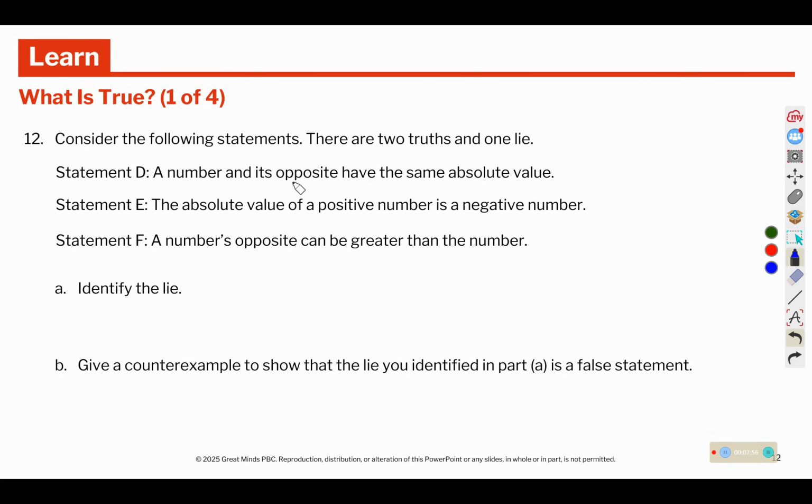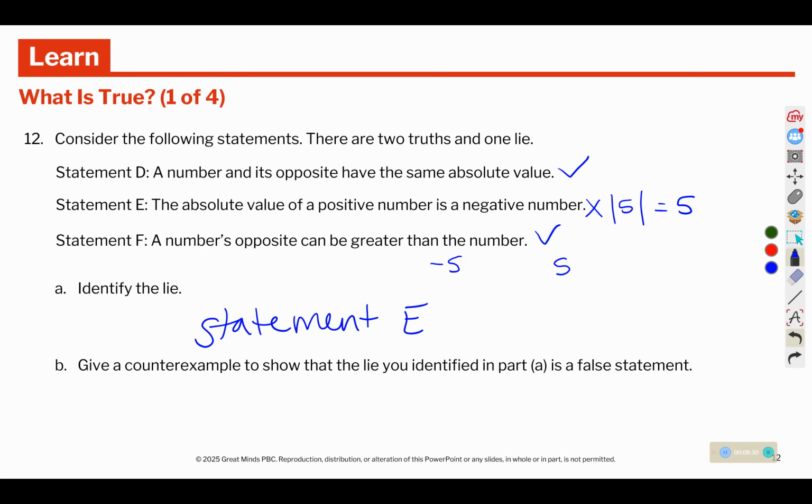Well, we know that 5 and negative 5 have the same absolute value, so this one is true. The absolute value of a positive number is a negative? No. Remember, distance should be measured using positive values. A number's opposite can be greater than the number. Well, negative 5's opposite is 5, and 5 is greater than negative 5, so this one is true. Statement E is a lie.